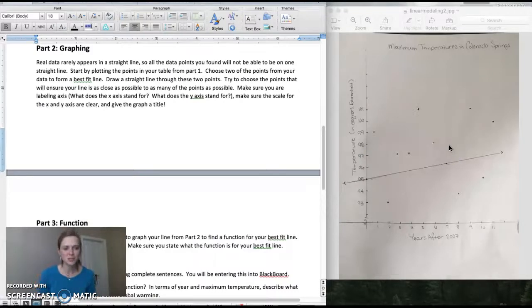You do have to be able to give a reason for why you chose the dots that you did. I thought that this made it so my line was as close to as many of the points as I could. I thought if I put it through this one, then it would be too steep and it would be very far away from the ones in the bottom. So these are the 2 points that I chose to use.